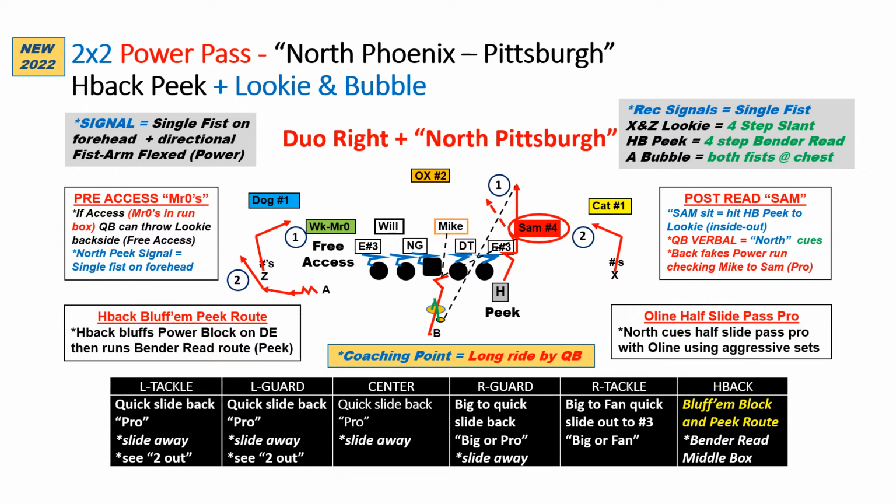You can see then when we go out of 2x2, no route rules change. We just go from 3 receivers to the power side to 2. So again, peek route where the H-back will bluff the defensive end block, run his bender read. Quarterback again can go ahead and do his power long ride and would look first to the peek bender read to the lookie. Again, if he has free access to the weak side, he can do his long ride and come back and then go inside out there, lookie to bubble read.